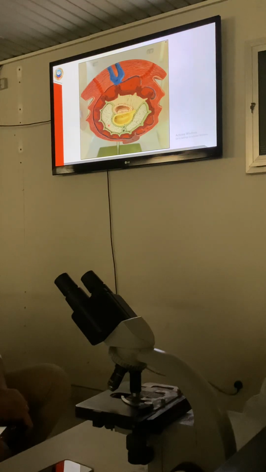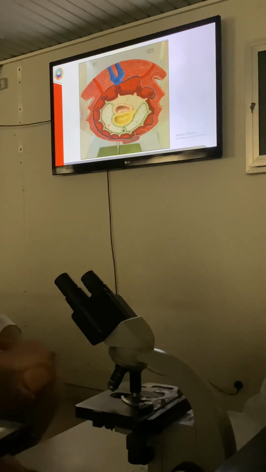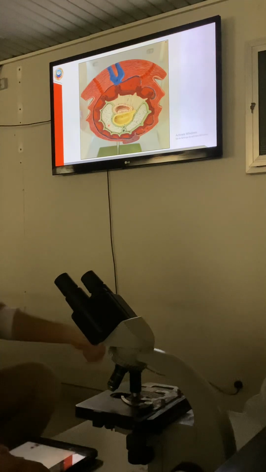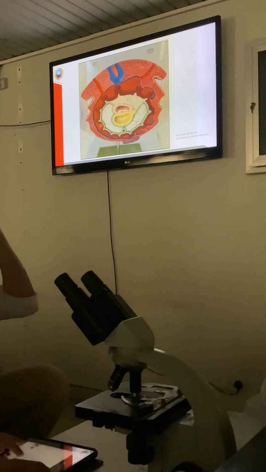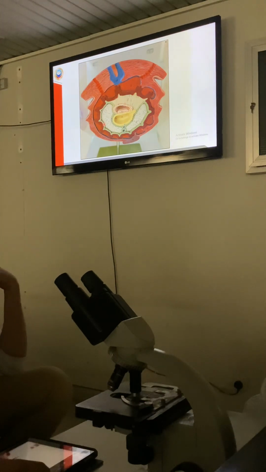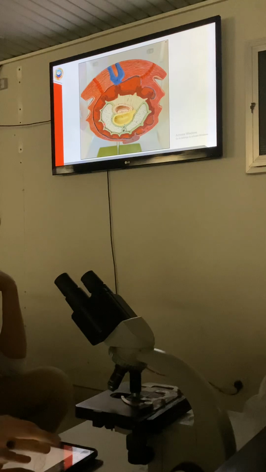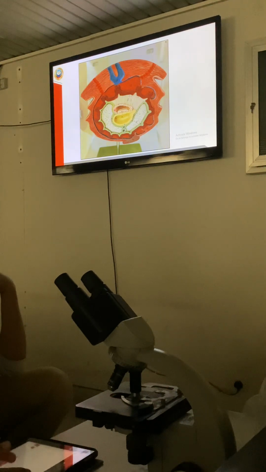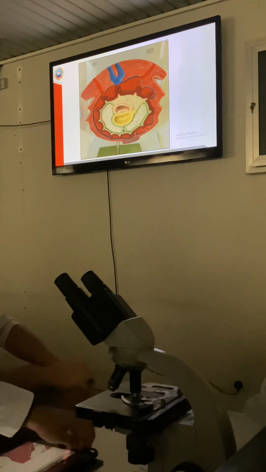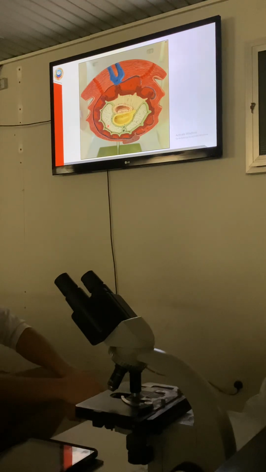The chorionic cavity divides the extraembryonic mesoderm into two layers. The layer adjacent to the cytotrophoblast is called the somatic layer of the extraembryonic mesoderm, while the layer adjacent to the yolk sac is the splanchnic layer of the extraembryonic mesoderm. And the cavity between them is called the chorionic cavity.